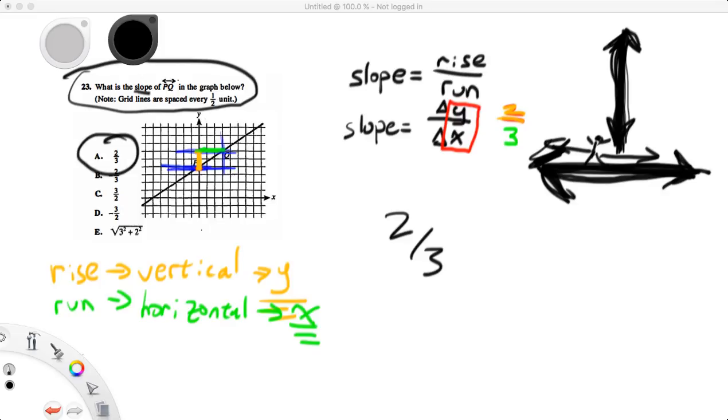And it really is that simple. I swear to God it's that simple, okay? So in the case of this, what is the slope of PQ on the graph below? I counted, and I found out that the answer was 2/3. That is pretty awesome, okay? Don't forget that. You can literally count physically on the ACT and get an answer right.